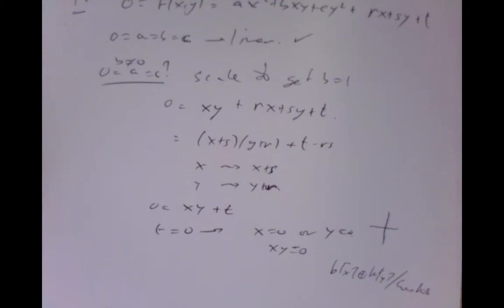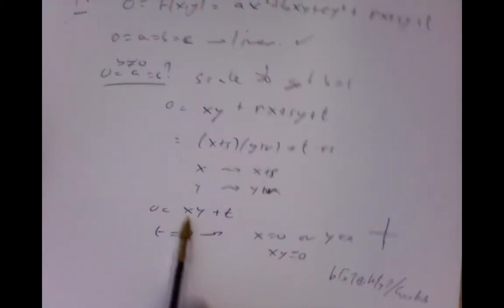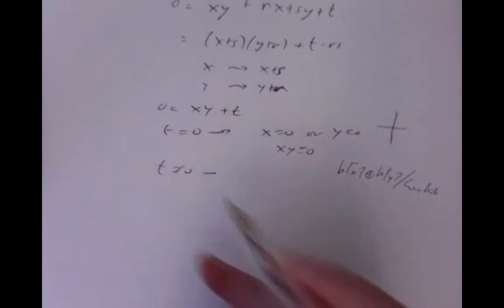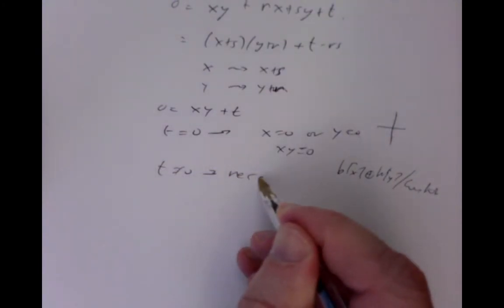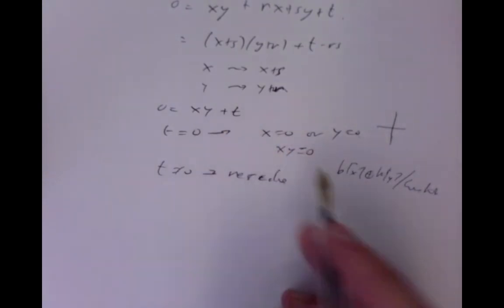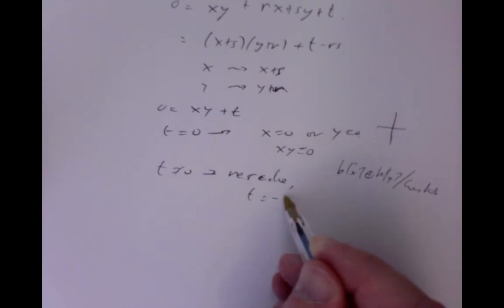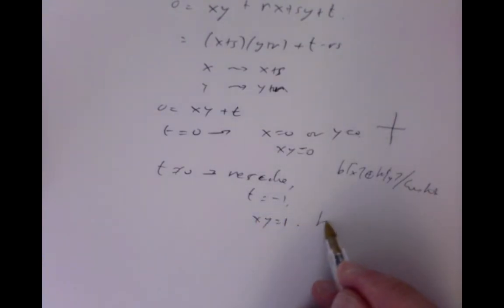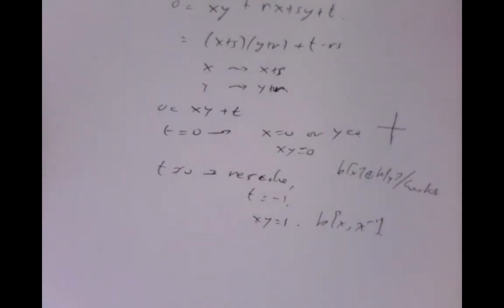Now we could also consider the case that t is not 0, and then you can rescale both sides of the equation. You can rescale, say, the x or the y if you like, to get t equal to minus 1, and then you've got xy equals 1, and then, as we said before, that gives you k[x, x inverse] as the regular functions.